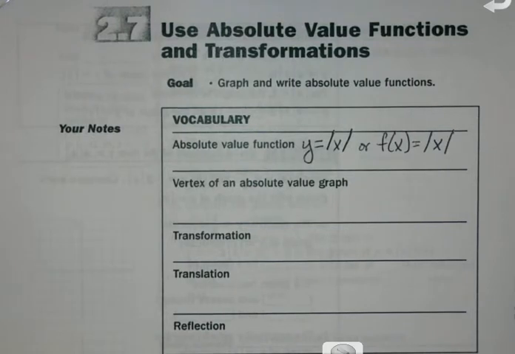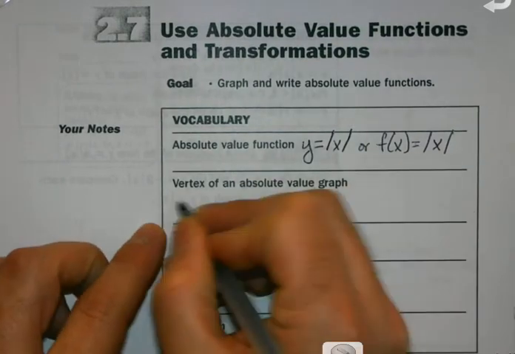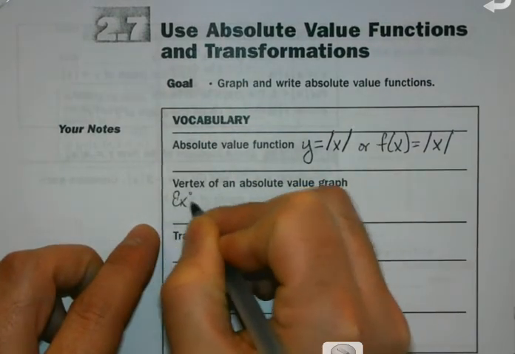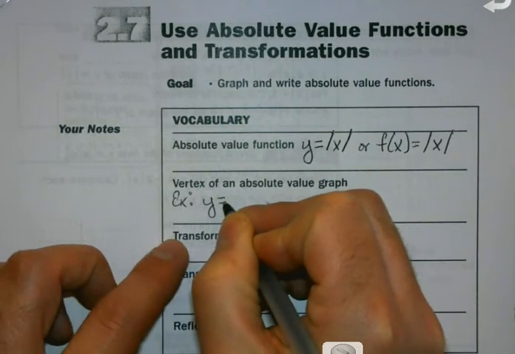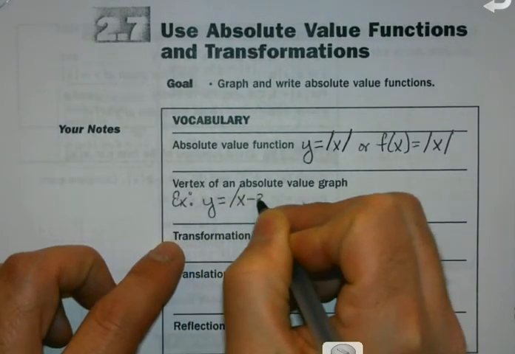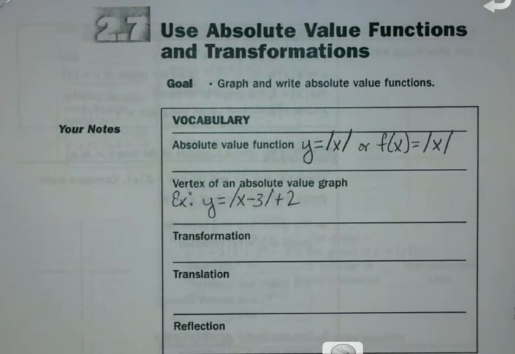When we're doing stuff with a vertex, it works the exact same way that it did when we were doing these before. So, for instance, if I was looking at something, and we'll put an example in here, let's say I've got something like y equals the absolute value of x minus 3, plus 2. Remember, back when we were graphing quadratics, we just stole it from here, basically. Okay? I'm going to do the exact same thing with these.